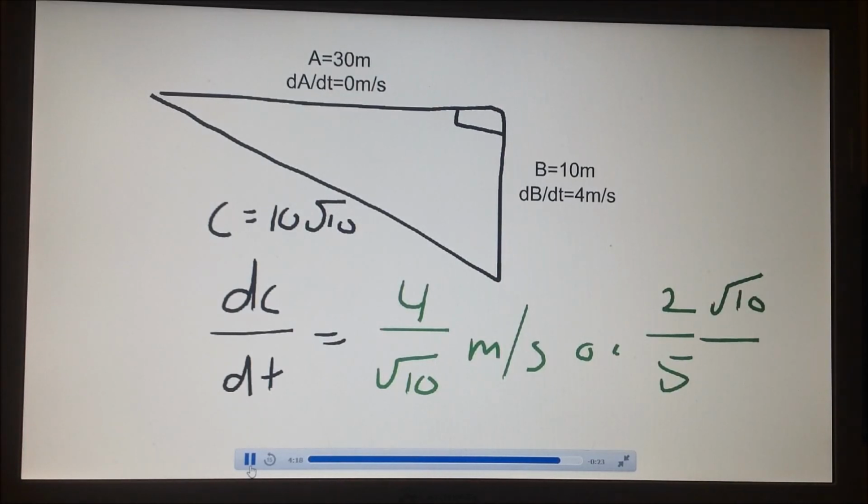You should also put this in terms of decimals. In terms of decimals, this answer is 1.2649 meters per second.